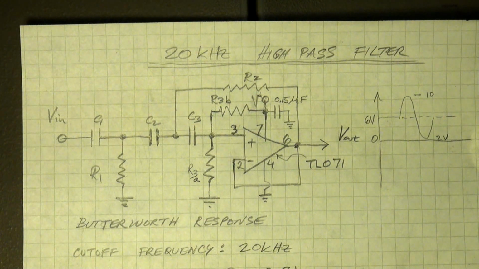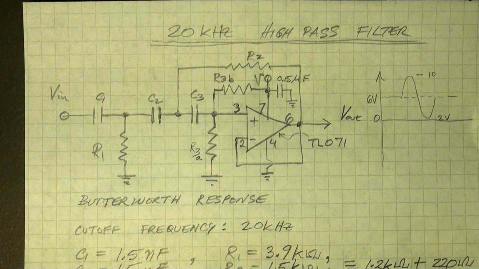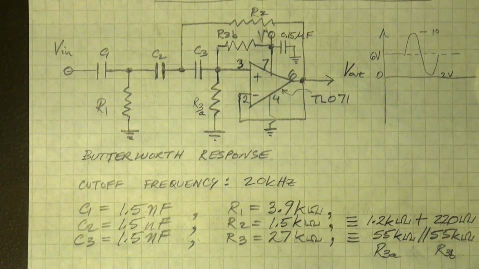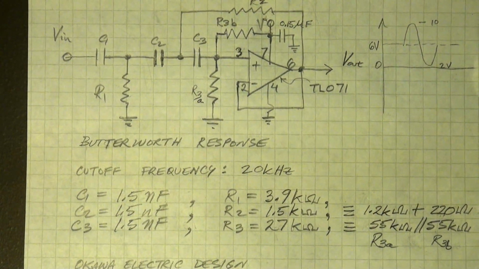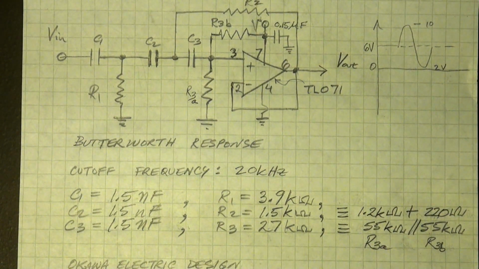So from the Okinawa Electric design website, if I want a Butterworth filter with a maximally flat response in the passband gain, I can compute these resistor and capacitor values.